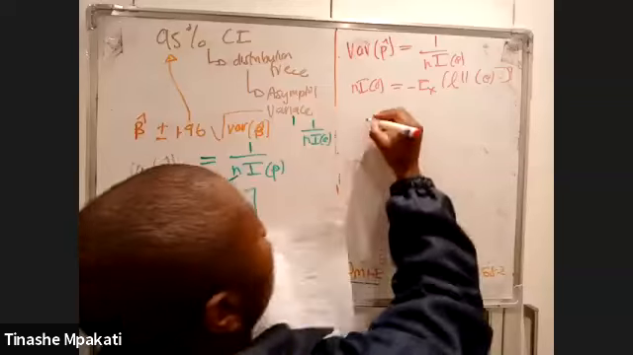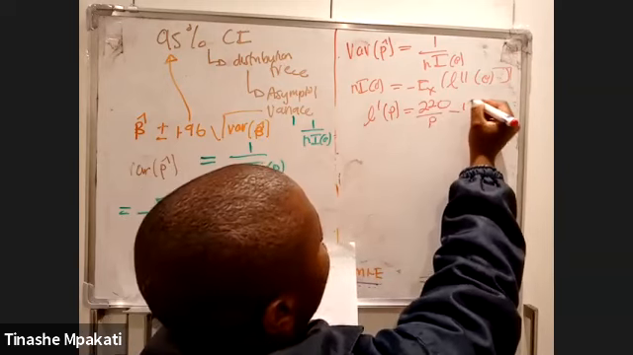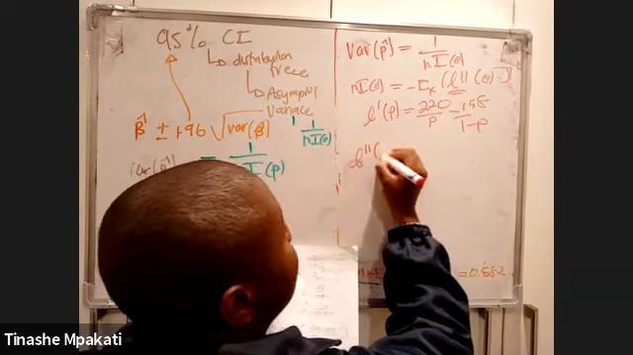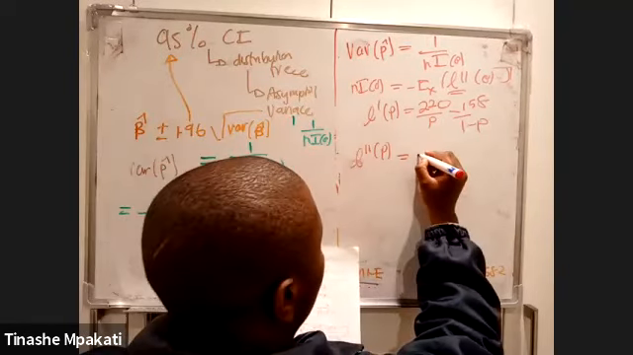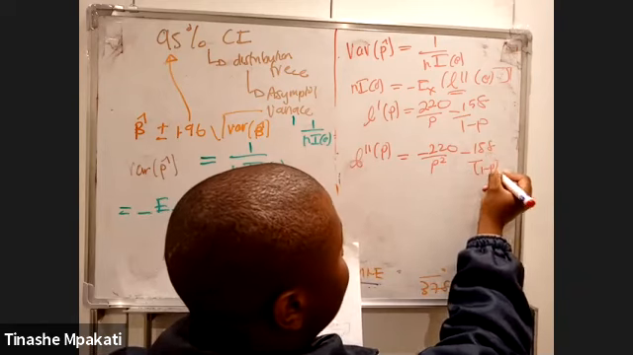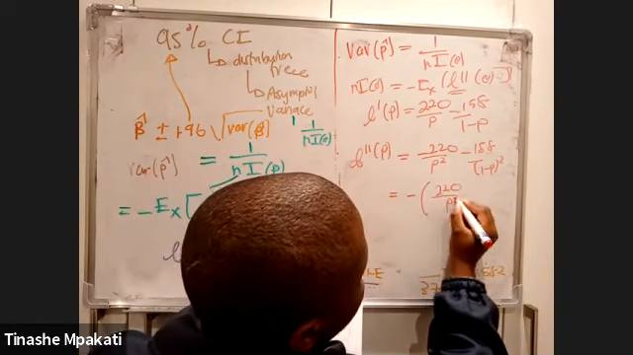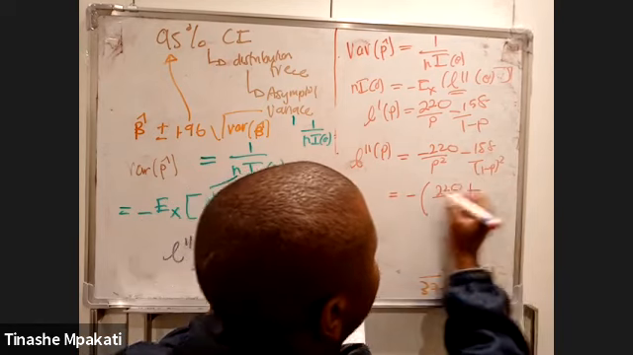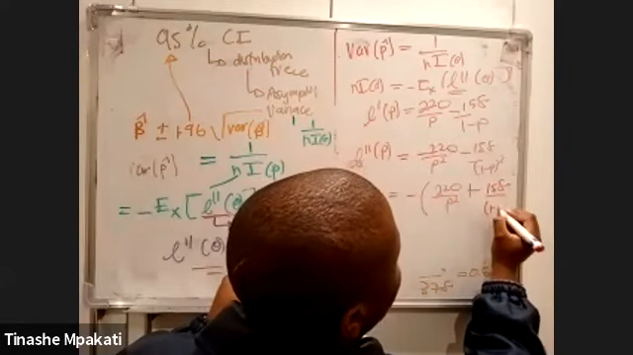We remember we had our score function, the first derivative, being equal to 220 divided by P minus 158 over 1 minus P. So now we are just taking another derivative of that with respect to the parameter of interest, which is P. When you do that, you'll find that your answer is equal to minus 220 divided by P squared minus 158 over 1 minus P squared.